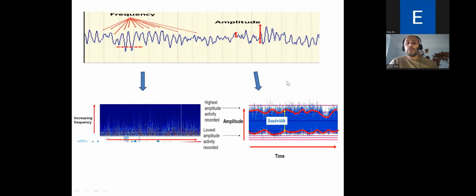The second is called the bandwidth. So that's a marker of how it marks the highest point at which the amplitude is and also the lowest point. So it gives you an idea as to how big the waves are and how they fluctuate. And that's what we broadly look at, and that's amplitude integrated EEG for you, because that gives you a quick sort of visual analysis of actually what's happening in terms of electrical activity in the brain.